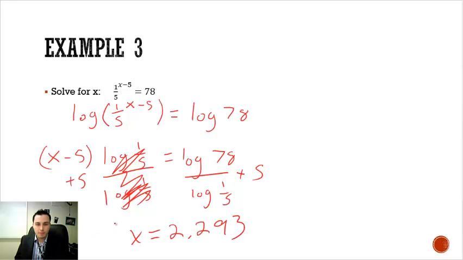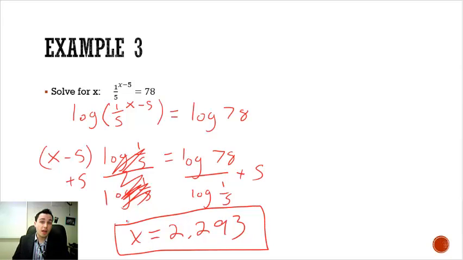Alrighty. Notice that obviously to do these questions you have to have a calculator. It's pretty much impossible otherwise. But that's the basic step. Take the log of both sides, bring down the exponent, then divide by the log here on the left hand side, and then just do your regular algebra steps like normal. And that's it.